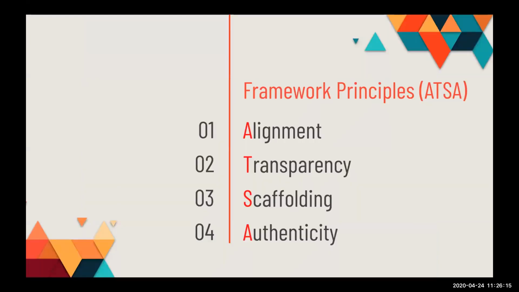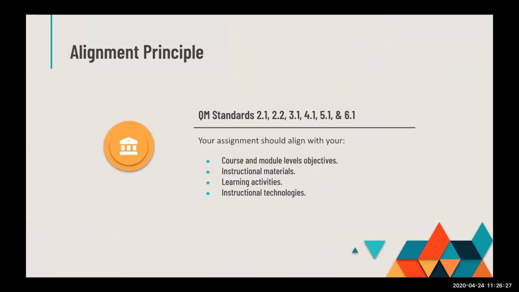So what I'm suggesting today is a framework that consists of four main principles: alignment, transparency, scaffolding, and authenticity. As we already know, alignment means that our essential course components complement each other to support and pave the way for your students to achieve the intended learning objectives. In other words, your assessment should align not only with your course and module objectives, but also your instructional materials, learning activities, and instructional technologies.